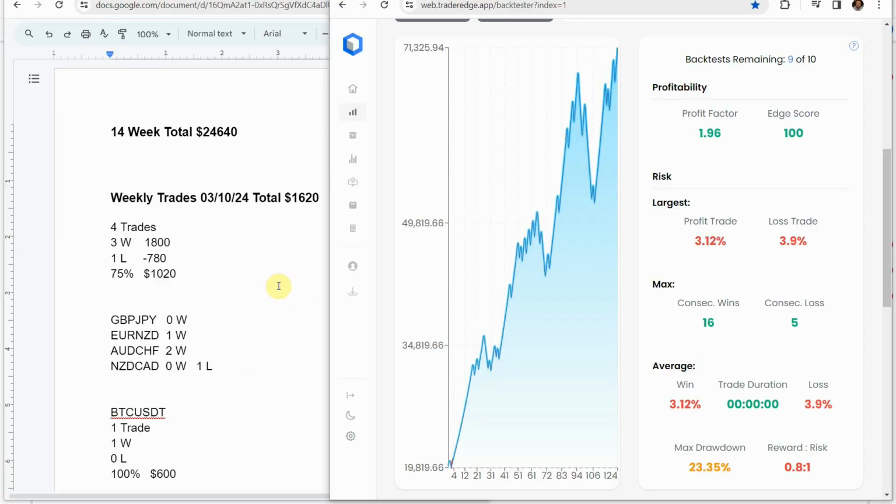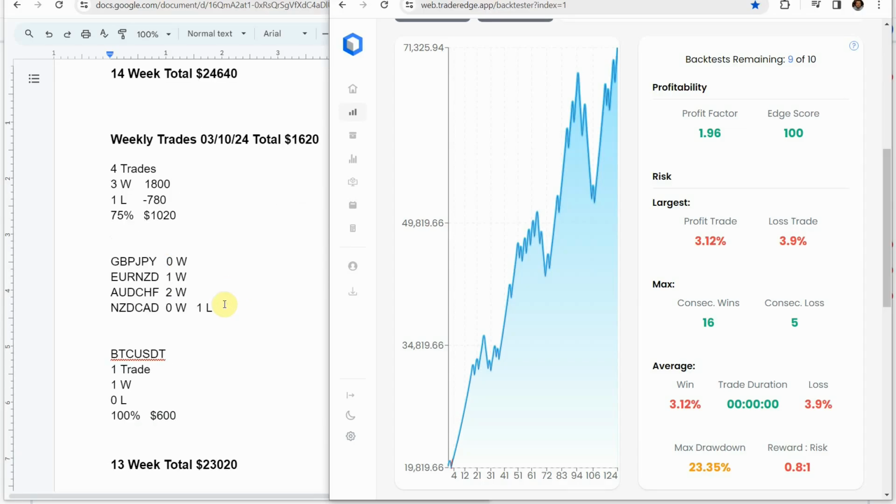All right, so let's go ahead and take a look at the weekly signals here. So this is using the Academy of Forex Indicator on these 4 Forex pairs and this one crypto coin. This is on the 30-minute time frame. Each week we keep track of the trades that we would have taken on the Forex pairs. This last week we had 4 trades altogether, 3 winning trades, 1 losing trade. A 75% win rate would have been a gain of $1,020. On the crypto coin, we had 1 trade, 1 winning trade, a 100% win rate. Would have been a gain of $600 for the week.